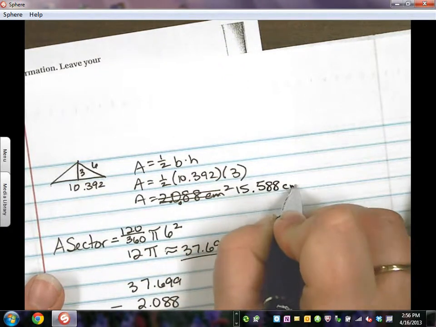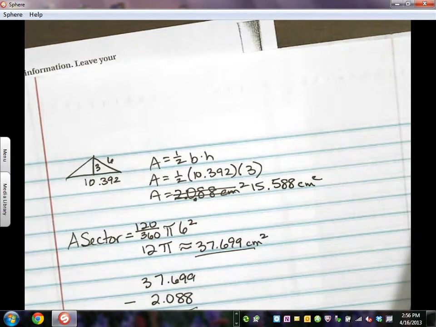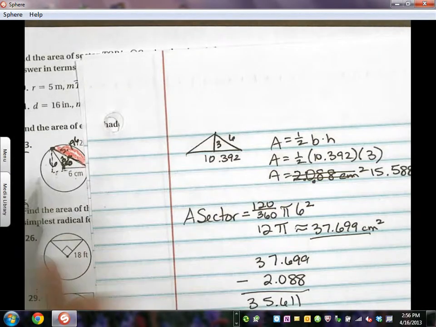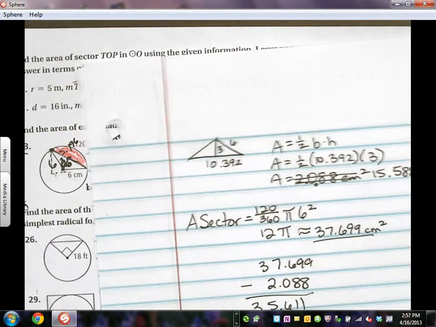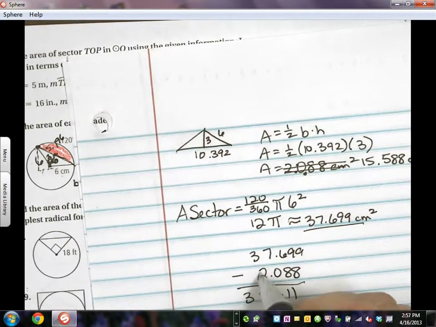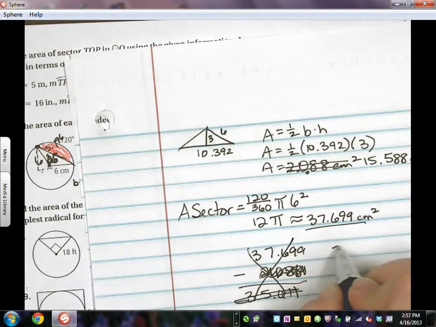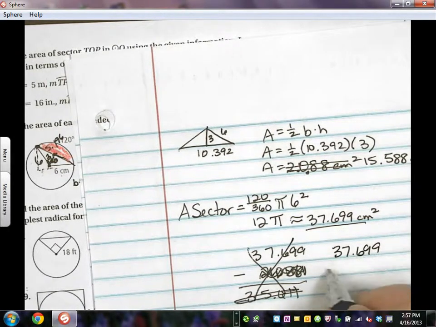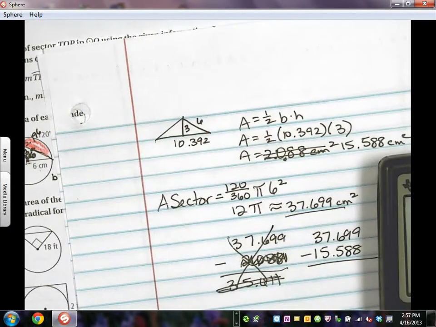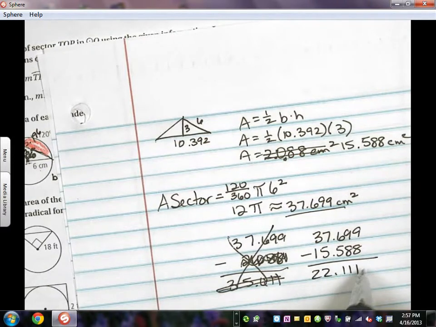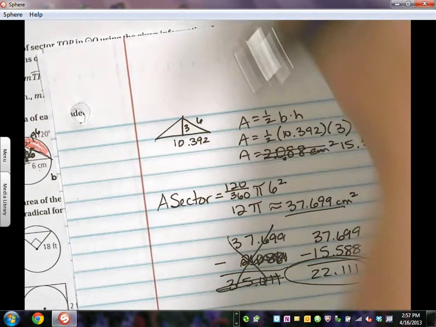Now, I don't know how many of you picked up on that, but when I'm looking at this, I'm like, how can that area on this picture be that much smaller? So I'm actually using some number sense, is what we like to call that. If it doesn't make sense, you need to go back and check. So let's do this part again. 37.699 minus 15.588. Now that will make me a little bit happier. So the answer is 22.111. And that is units cubed, centimeters squared. I mean, not cubed, squared.